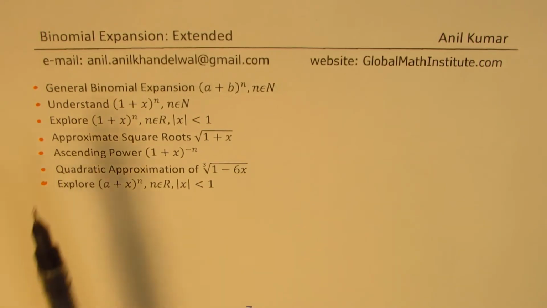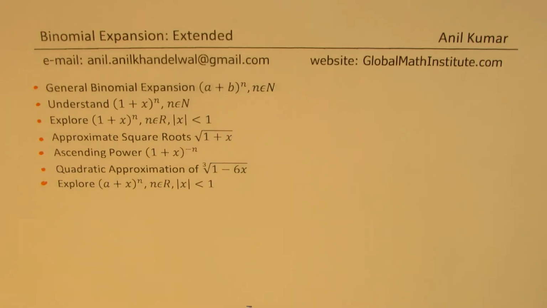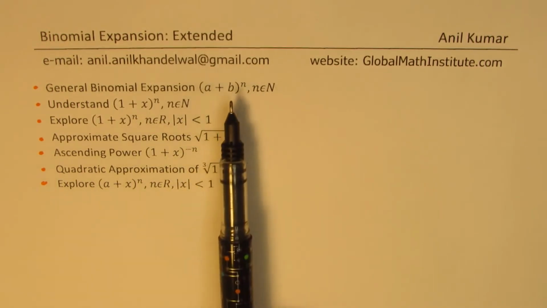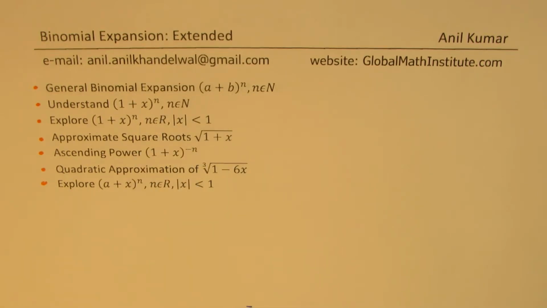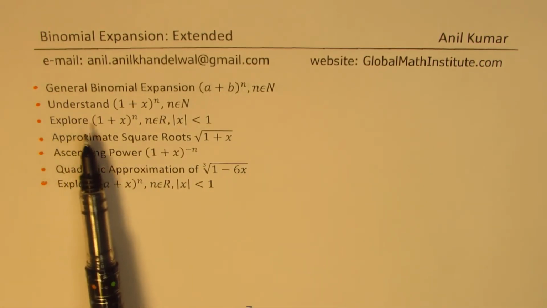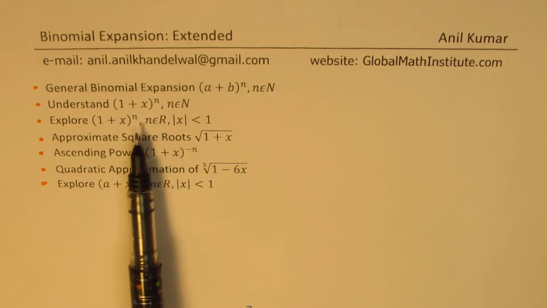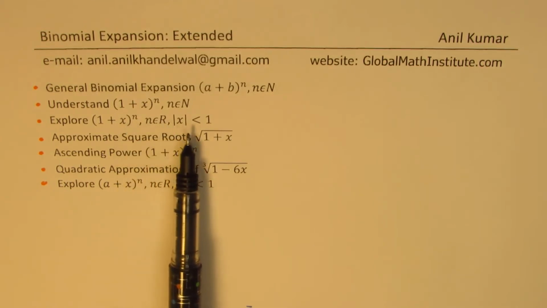We'll talk about general binomial expansion, (a plus b) to the power of n, where n belongs to natural numbers. This is what you normally study under the topic of binomial series. But we'll extend this to include the cases when n is not a natural number. Then what happens? We'll explore what is (1 plus x) to the power of n, where n is any real number. This series is only valid when the absolute value of x is less than 1, right?